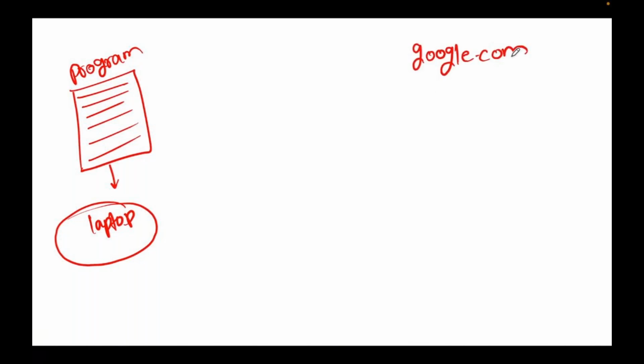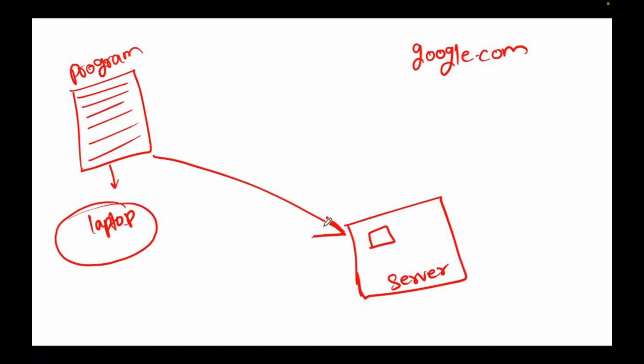What is happening here? Google writes their code and they deploy it in a server. A server is nothing but a hardware computer. They take this code and deploy it here. As a user, when I search for google.com, the request is sent to this server and I get the response back. This is what a server does.